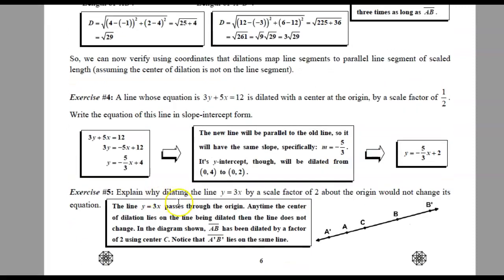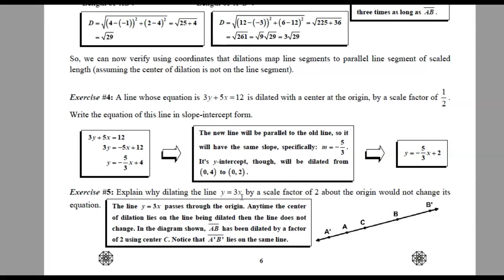And exercise 5, explain why dilating the line y equals 3x by a scale factor of 2 would not change the equation. Well, think about this. There's two components to it, right? We have a slope, and we also have a point. Well, the slope is going to be maintained. It's still going to be 3. And so the y-intercept in this case is 0, 0. So if I dilate 0, 0 by 2, it's still 0, 0.